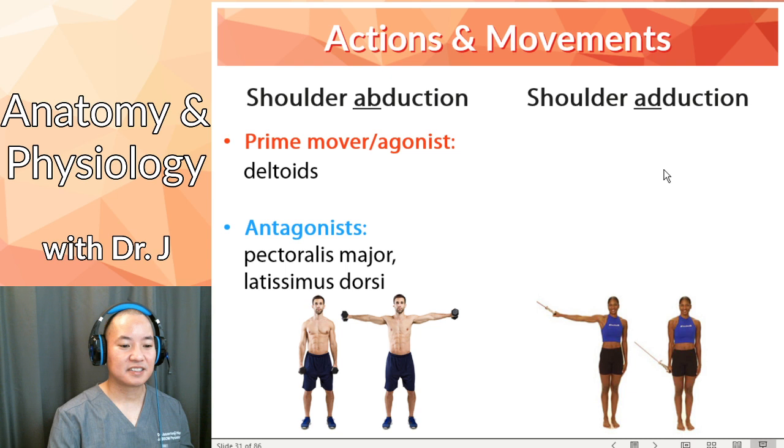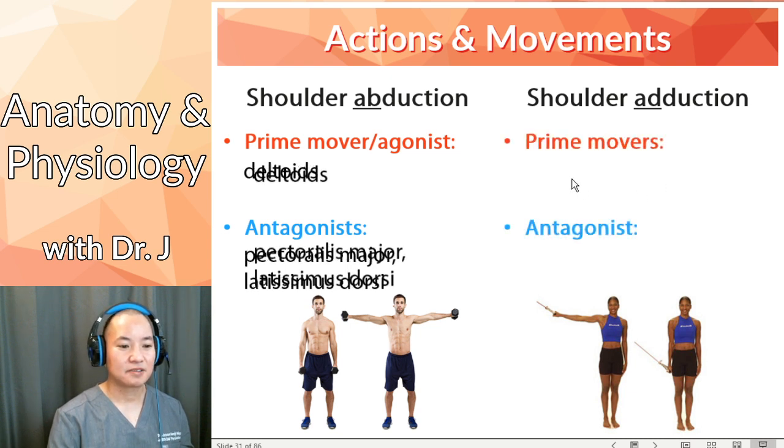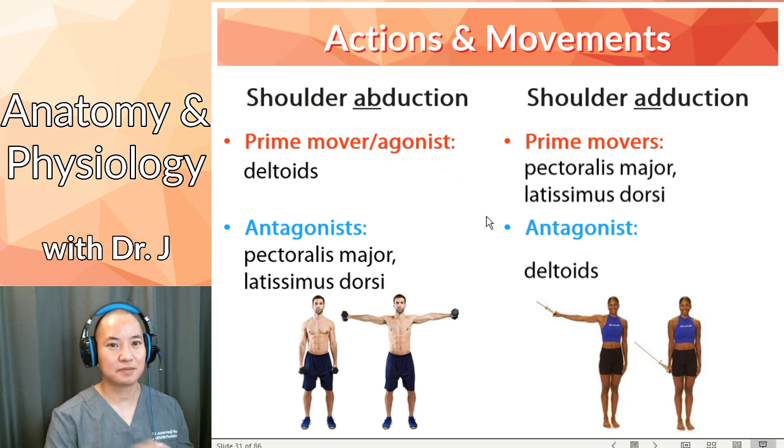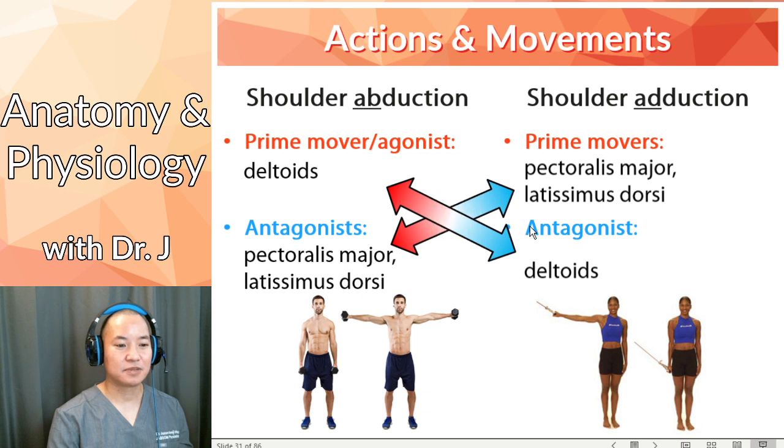Now with shoulder adduction, the prime movers are the pectoralis major and the latissimus dorsi, and the antagonists were the deltoids. So this is very interesting. Remember, abduction and adduction are opposites. We have the same joint right here, opposite movements. And what do you notice about the prime movers and agonists and the antagonists? Notice that between the opposing movements, they are switched.